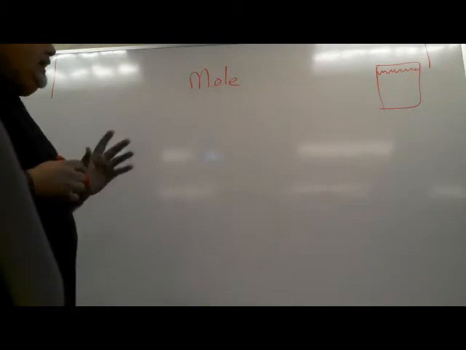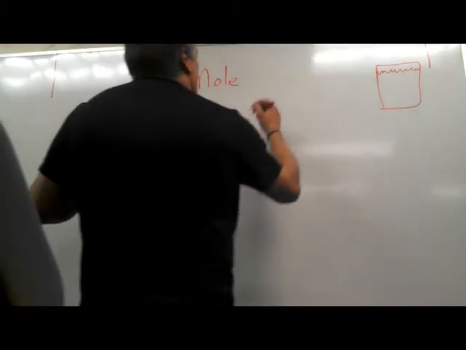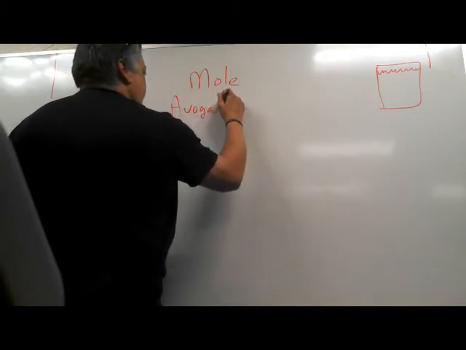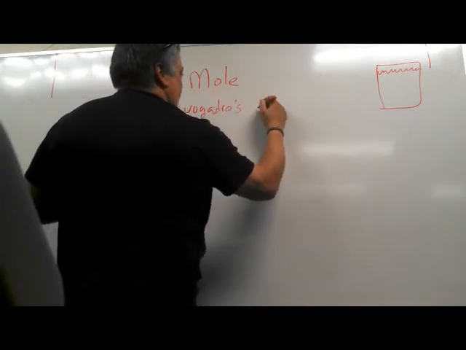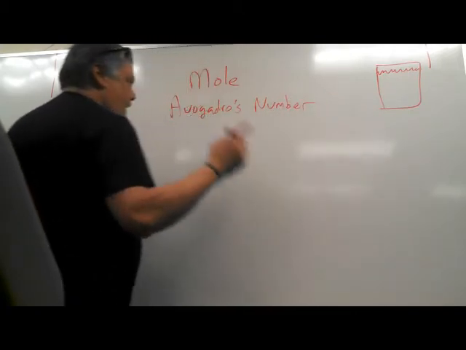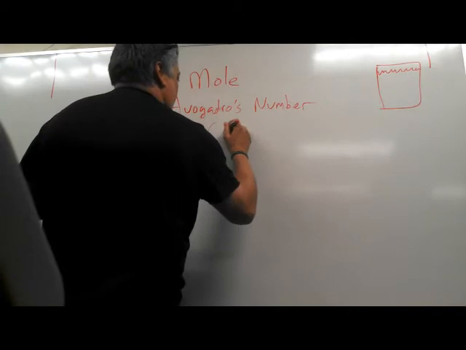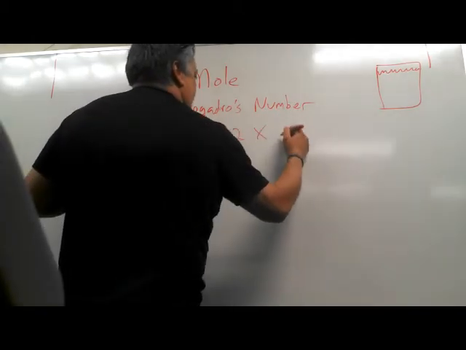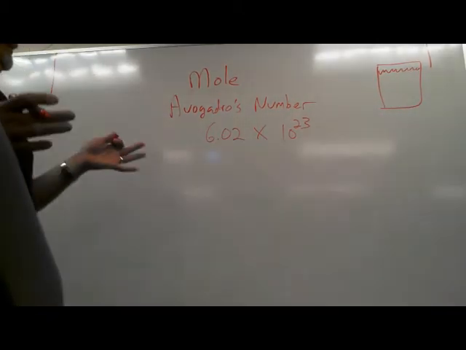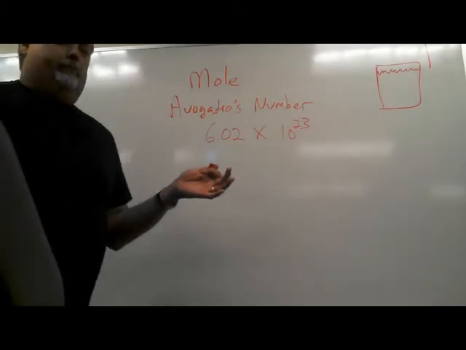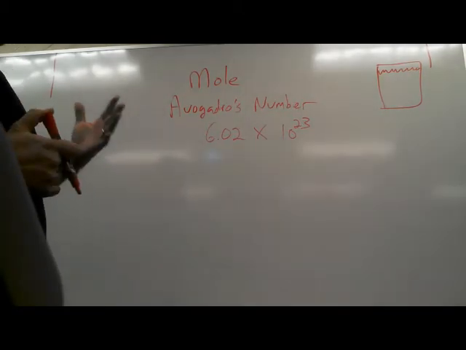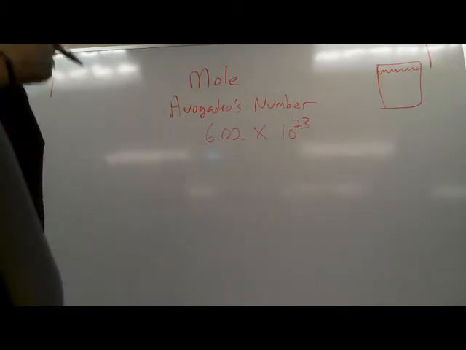There's an important number you have to know, and it's called Avogadro's number. And it is 6.02 times 10 to the 23rd power. That's about a trillion. So a number that for us as humans, you know, we can't really fathom.